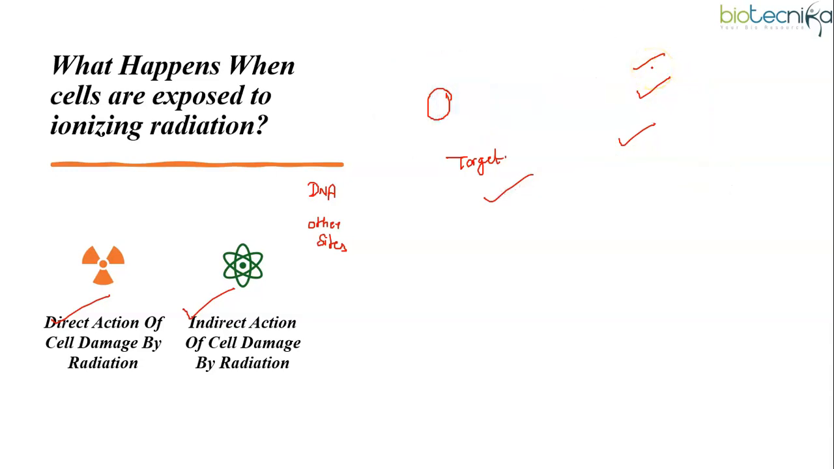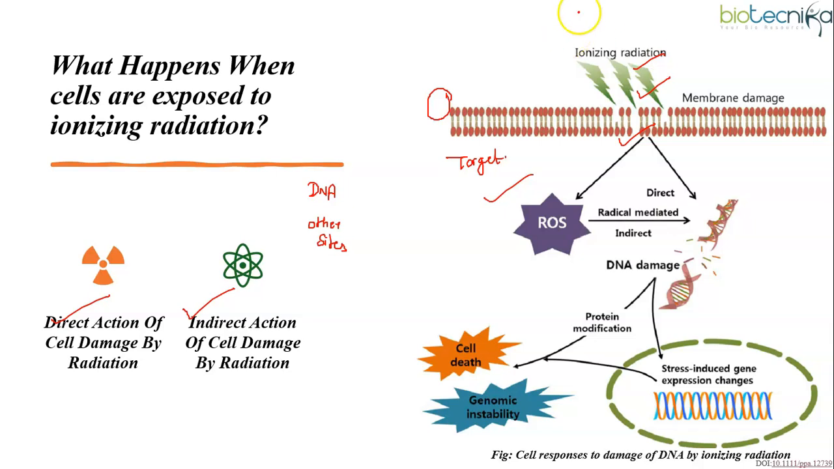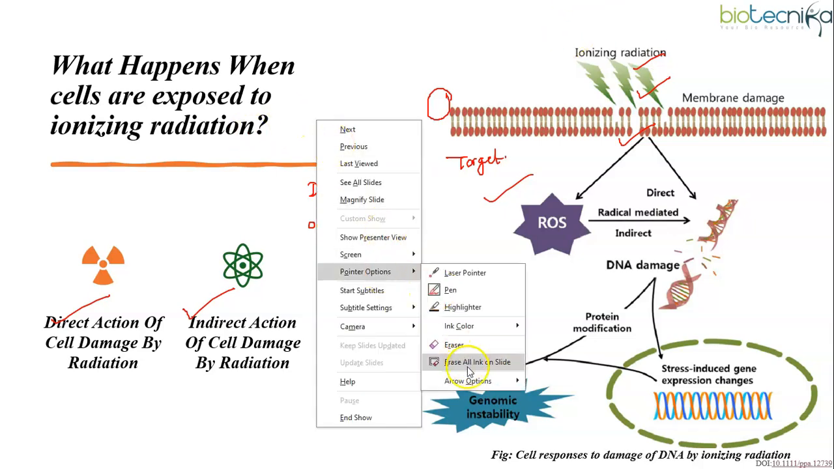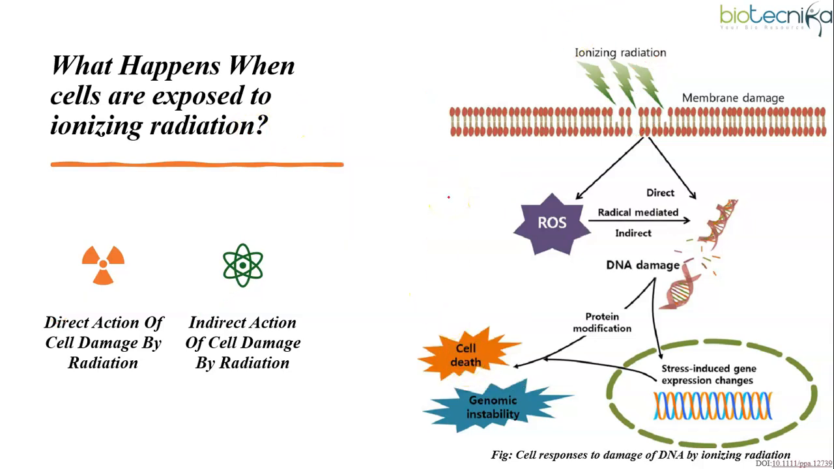However, in indirect action, the radiation interacts with other molecules and atoms, mainly water, since 80% of the cell is composed of water, within the cell to produce free radicals that can, through diffusion in the cell, damage the critical target within the cell. So indirectly, the critical target may be DNA, which can be damaged.